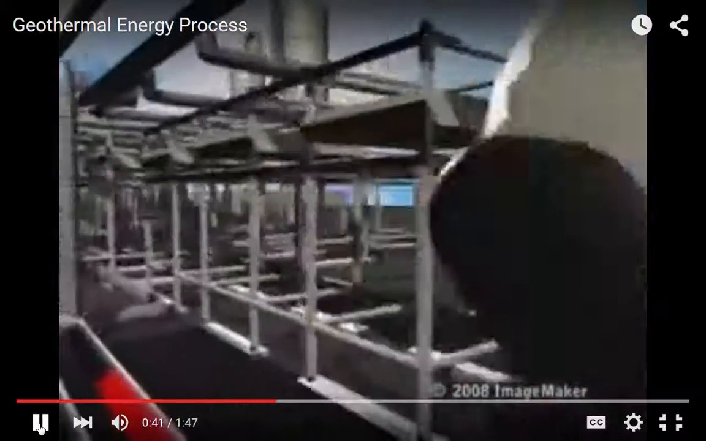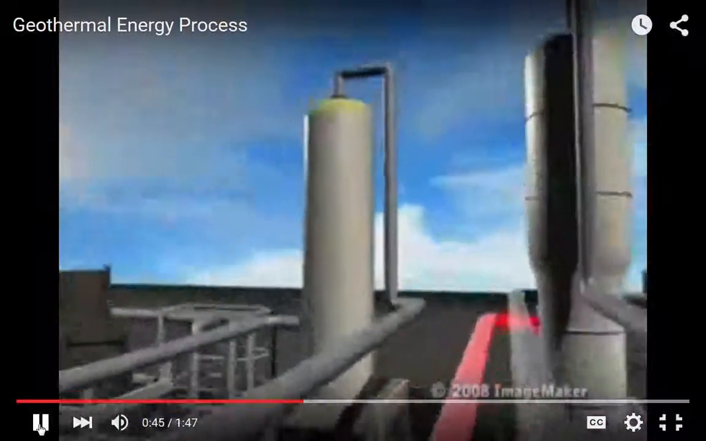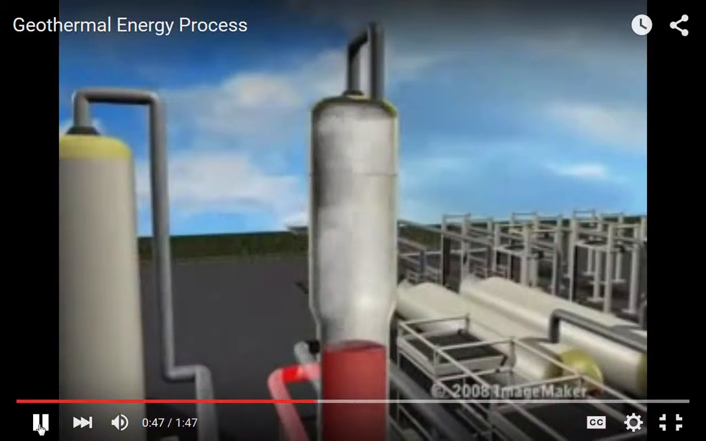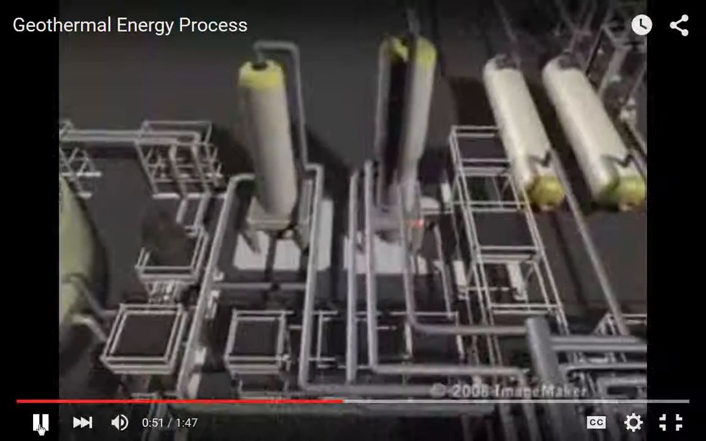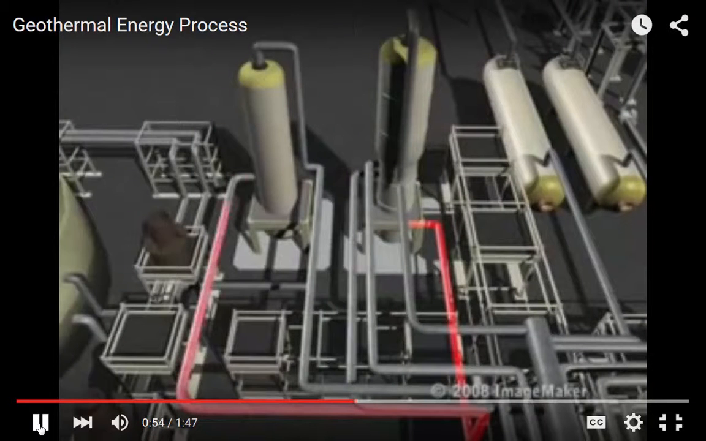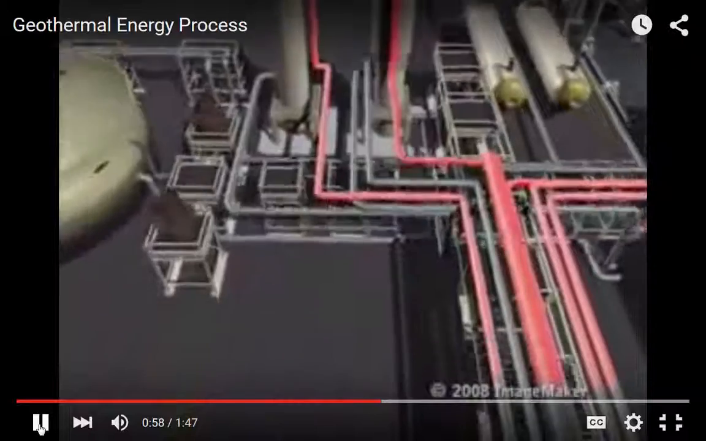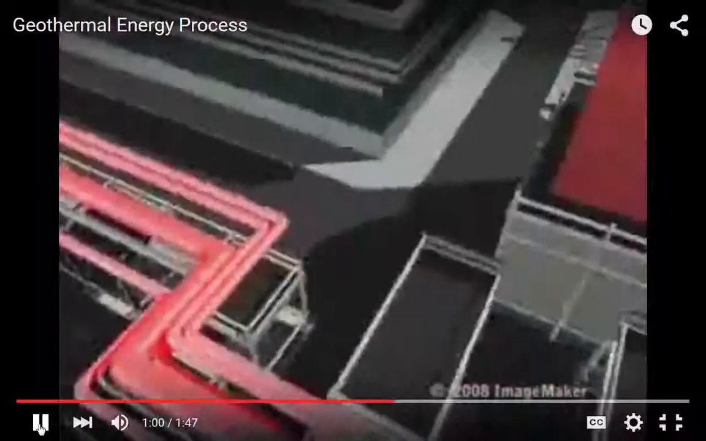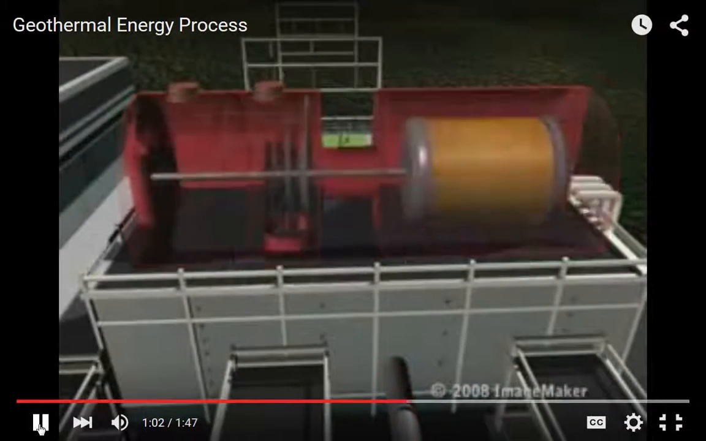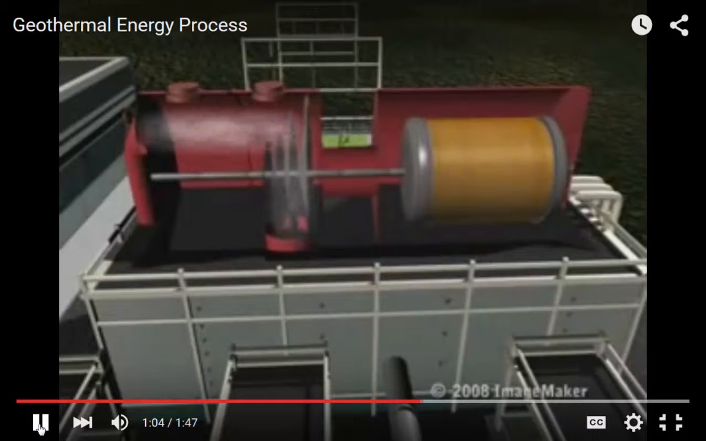Any fluid not flashed into steam moves to a standard pressure crystallizer to produce standard pressure steam. Remaining fluid is then flashed at a lower pressure to create low pressure steam. All steam created in the plant is sent to a turbine on site. The force of the steam spins the turbine's blades, which turns a shaft connected to an electrical generator.